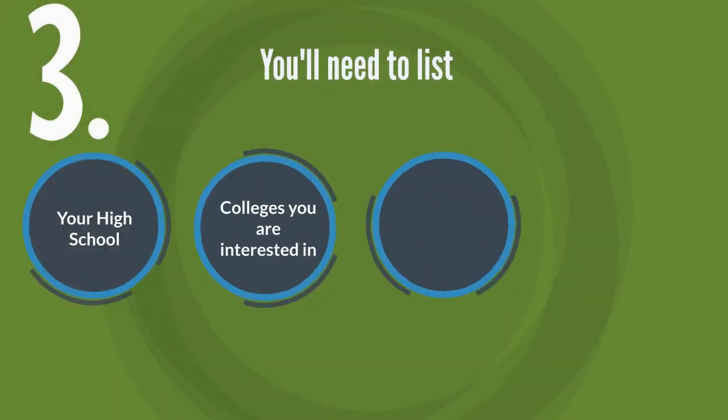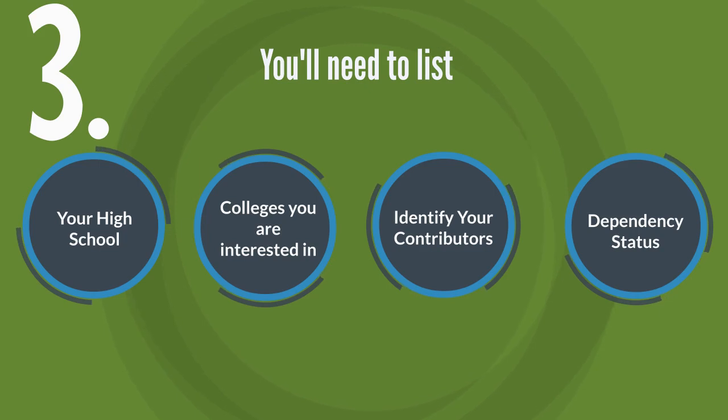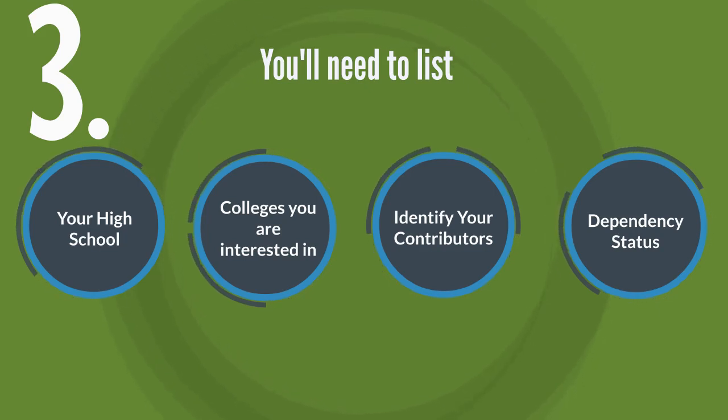You will need to list your high school, all of the colleges you are interested in attending, identify who your contributors are, including their legal name, date of birth, Social Security number, and email. You'll also need to answer questions related to your dependency status, such as marital status, whether you've been in foster care or in the legal guardianship of someone other than your parent, or are unaccompanied and at risk of homelessness. The dependency questions will determine if parent information is needed on your FAFSA.